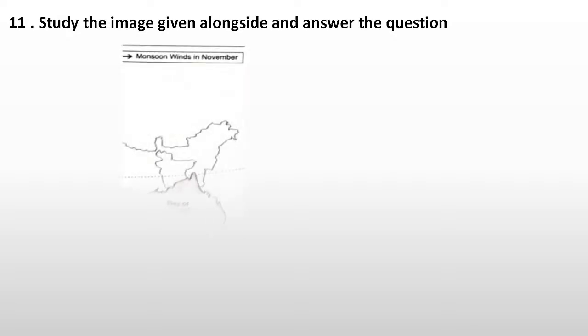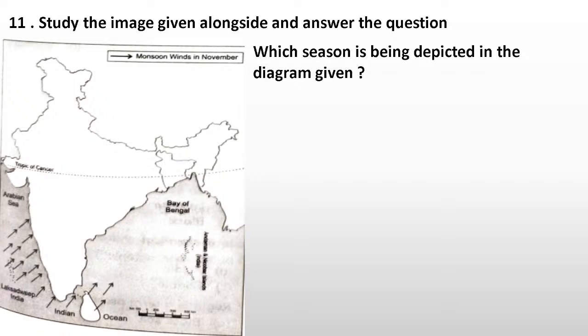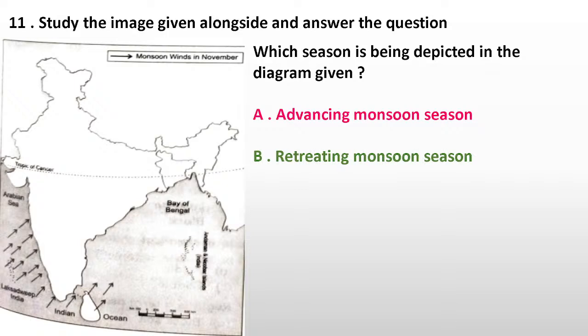Now question number 11, study the image given and answer the question. Look at this image, read it carefully, look at all the symbols that have been used. The question is, which season is being depicted in this diagram? A. Advancing monsoon season, B. Retreating monsoon season, C. Summer season, D. Winter season.